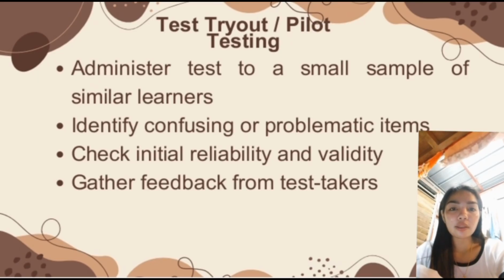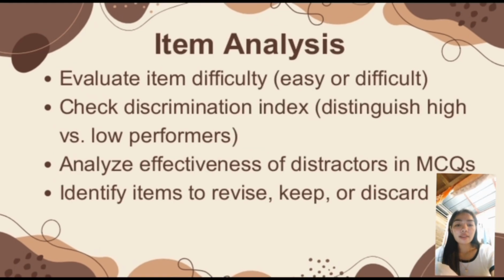For example, if students say this question is confusing, the teacher knows it needs revision so everyone can understand it before the real test. If many students skip the same question, the wording may be unclear so we fix it to avoid unfair mistakes. So, next is item analysis.